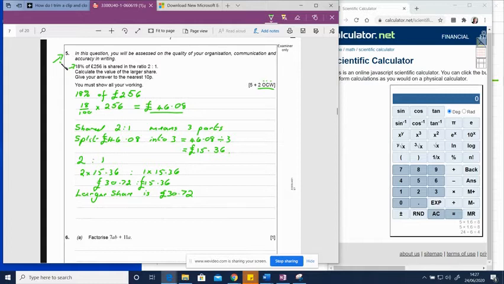But looking again at the question, it wants us to give the answer to the nearest 10p. So the nearest 10p, because the answer is below 0.74, the answer would be £30.70, and in brackets, so to the nearest 10p. Again, I've rounded down because this number is below 4. And that's the answer to the question.